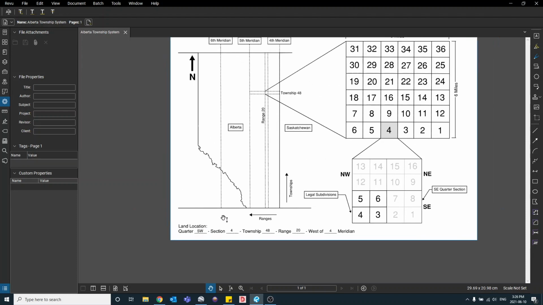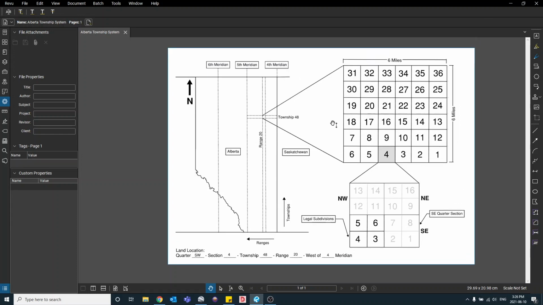So the land location, I'm sure you've already figured out, you read it from right to left, actually. I guess the same way the ranges are written, really. But we're west of the 4th meridian. Our range is 20. Township is 48 here. The section is 4. I just went with the highlighted 4 here. And the southwest corner. I didn't highlight it here, but this land location would describe being anywhere in these 4 LSDs.